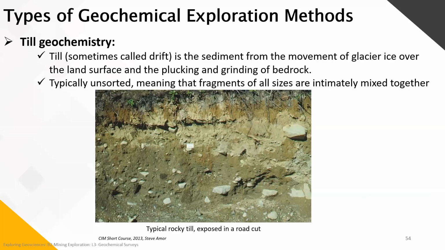For till geochemistry, till is the sediment from the movement of glacier ice over the land surface and the plucking and grinding of the bedrock. So typically unsorted, meaning the fragments of all sizes are intimately mixed together, as seen here, exposed from a road cut. We can see all the till materials here, from little gravel size to block size, all mixed together.